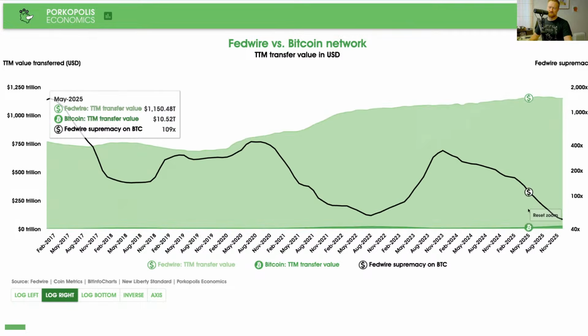Is this a record low number-wise? Yes, it is actually. So Fedwire, which does $1.1 quadrillion in payments a year, is only 51 times larger than Bitcoin at the moment. The last record was 57. And yeah, we could bottom out.